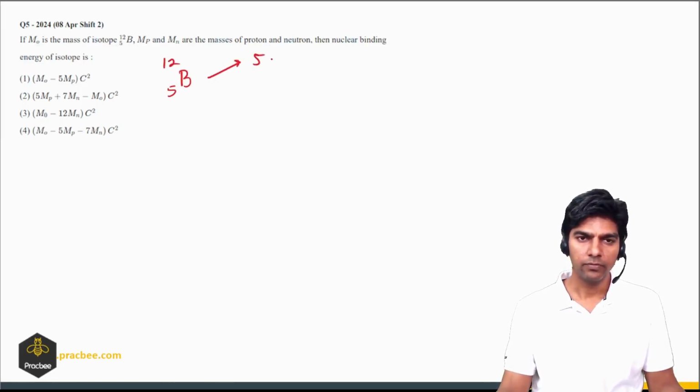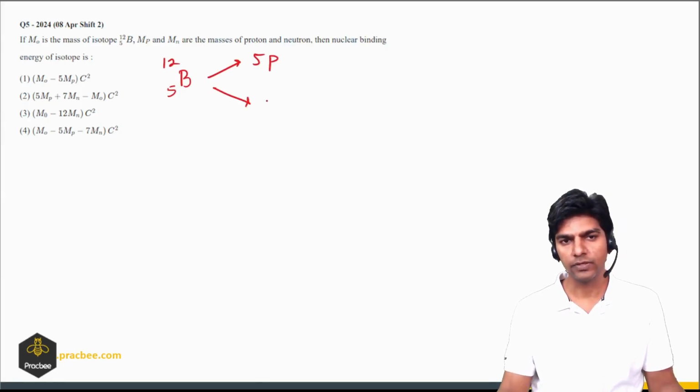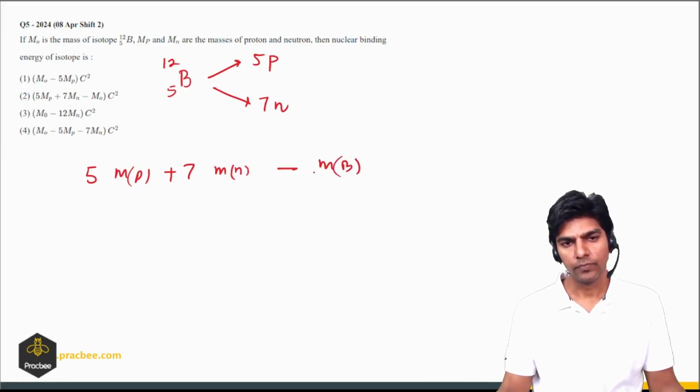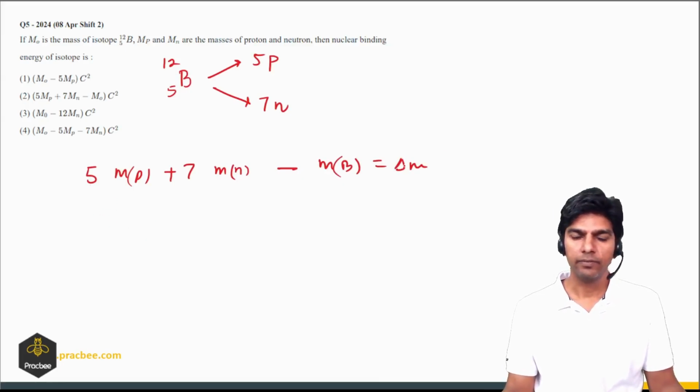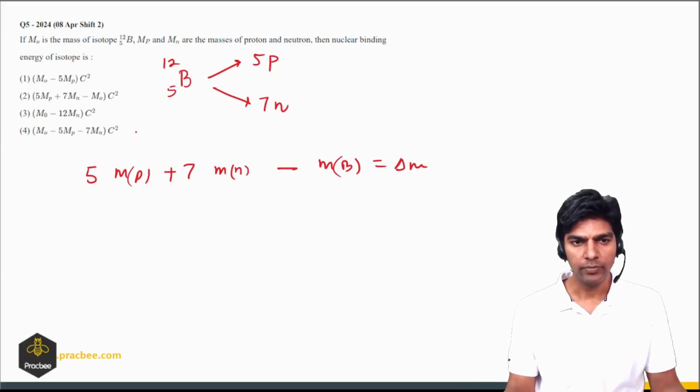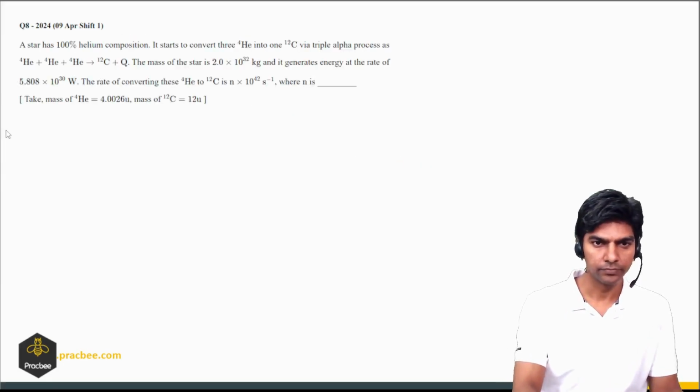So it has 5 protons and 12 minus 5, that is 7, neutrons. So we can say 5 times the mass of 1 proton plus 7 times the mass of 1 neutron minus the mass of boron. This will give us the mass defect. And if we multiply the mass defect with c square, we'll get the binding energy. So delta m times c square. So if you look at option 2, that is the right answer.